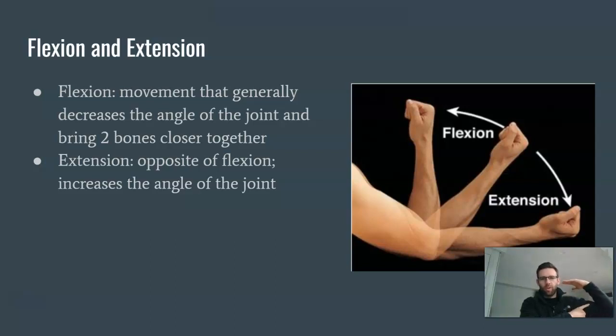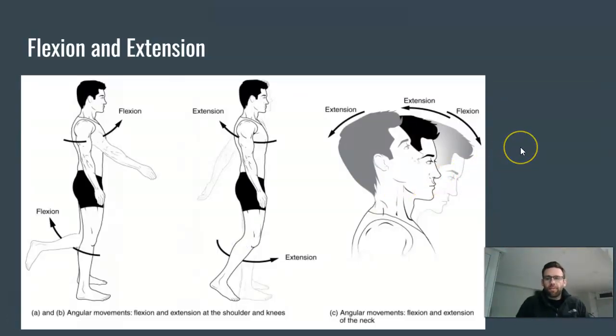Now, on the other hand, when you do an extension, you are extending and that angle is getting bigger. That's kind of what you see in this picture as well. So those are two motions and they are opposites to each other. Now you can have flexion and extension not just of your elbow, but of your arm, of your neck, of your back, of your knee. So it shows up in many different places.